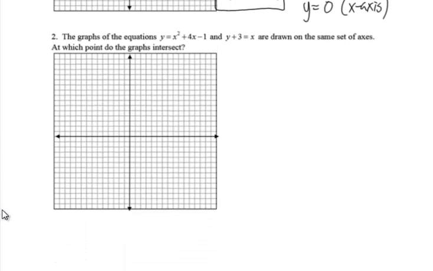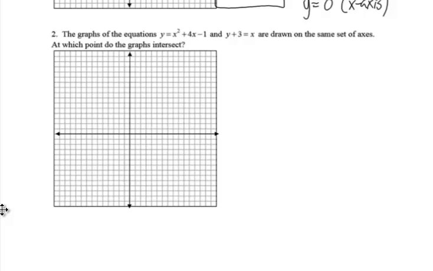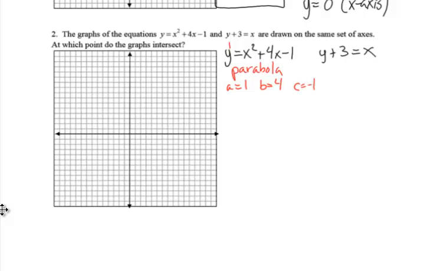Now number 2: the graphs of the equations are drawn. At which point do the graphs intersect? Or I might say, what is the solution? So we have y equals x squared plus 4x minus 1, and y plus 3 equals x. Well, this first one is a parabola. How do I know that? Y to the first power, x squared. My value of a is 1, my value of b is 4, and my value of c is negative 1.